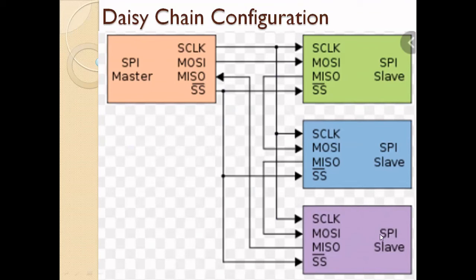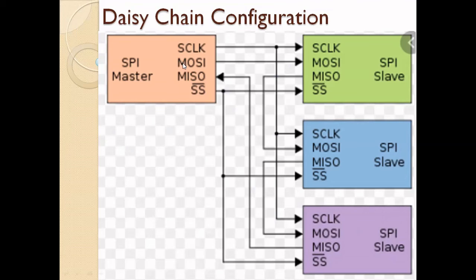Now I want to transfer one data to Anish. From the master I cannot directly send data to Anish. First I will send the data to slave 1. From slave 1, it will send to slave 2. From slave 2, it will send the data to slave 3. So here the speed is very, very low. If there are more devices, the speed will be lower. But the number of pins required on the master is less.